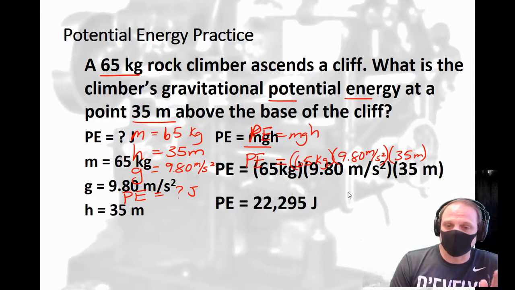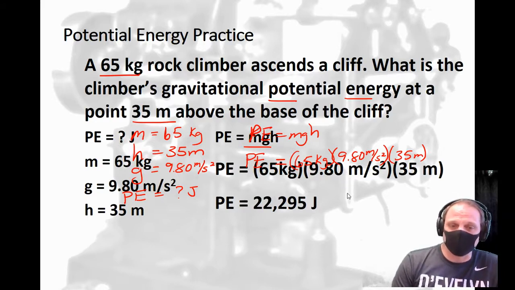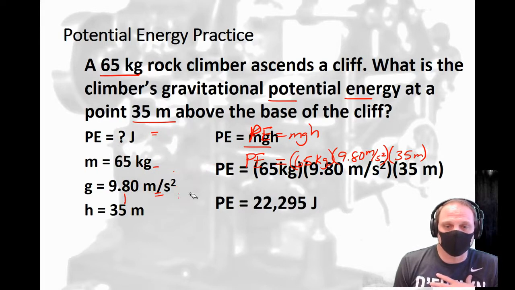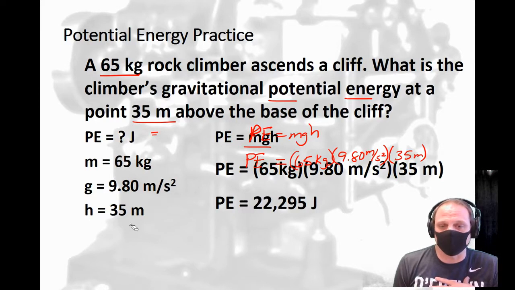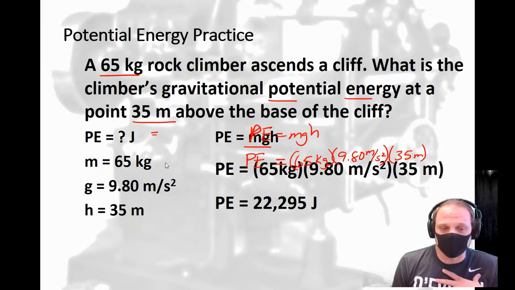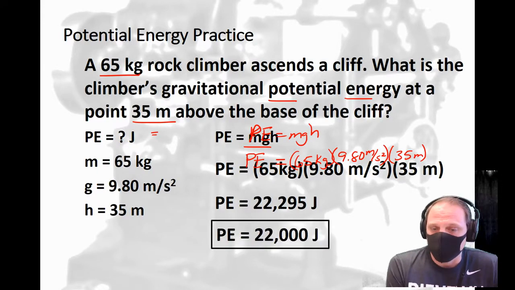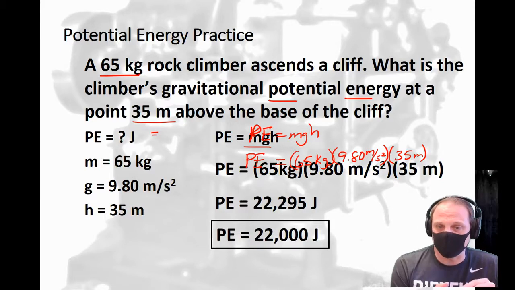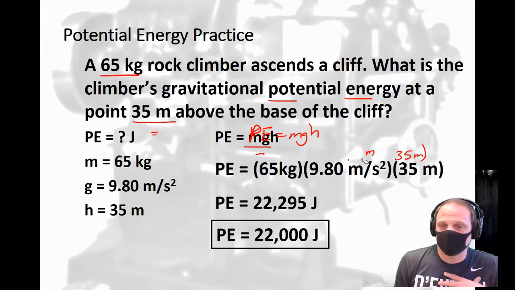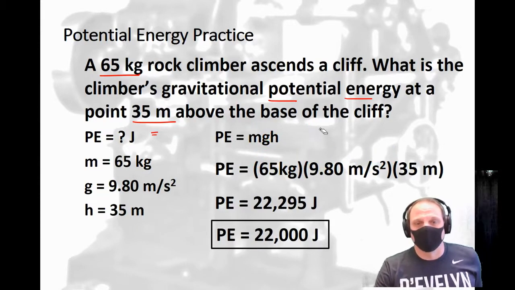But my last step is to finalize this, right? Part of my solve is to make sure I have the right number of sig figs. And if you'll notice the original problem, we had 2 sig figs here with our 65, and we had 2 sig figs with our 35. So our final answer also has to be expressed in 2 sig figs. So we box that 22,000 joules as our final answer. Okay, so that's how you would solve a potential energy problem.